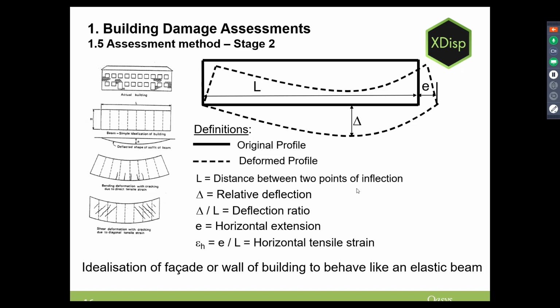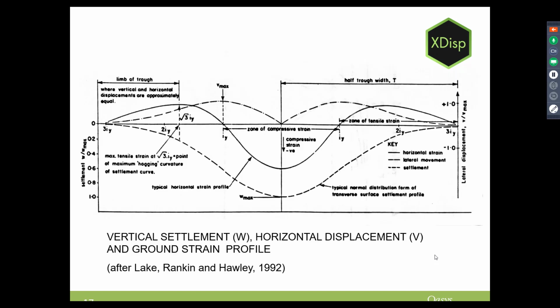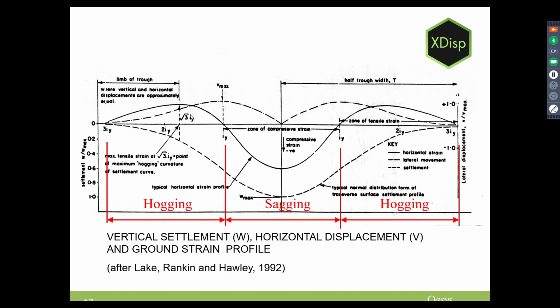So I might just touch upon that when we go into the program as well. So as you can see here, for this particular building, XDisp will calculate the strain, the movement, and the settlement, and then it splits that section up into sections of hogging and sagging. So as you can see here, we've got hogging sections here where we've got a positive strain, and you can see the settlement contours as well. Then we've got sagging and hogging again.